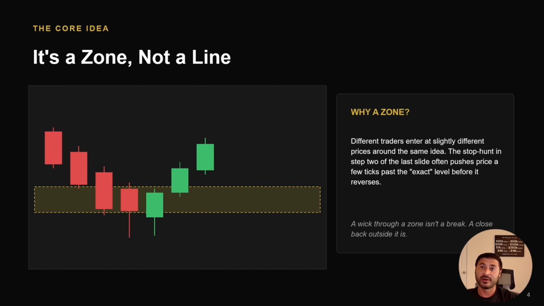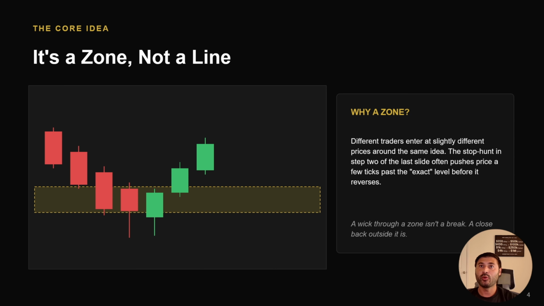So look at this chart. Price comes down, wicks below what looks like the line, and a lot of traders panic exit right there because it broke. But look closer. That's just a wick, right? The next candle closes back above and reverses hard. That wick was the stop hunt we just talked about, and that's not a real breakdown.